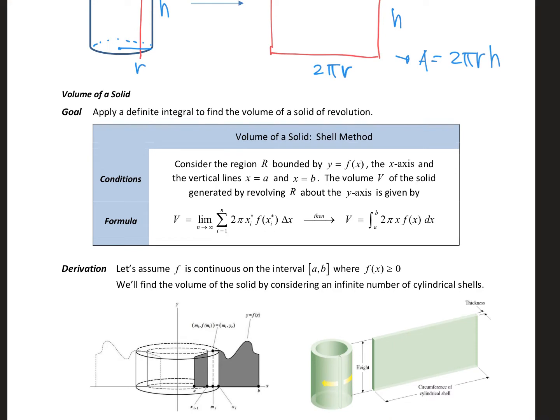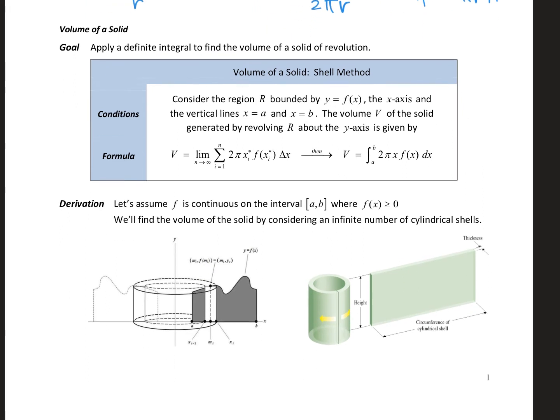Let's look at the volume of a solid. We have a region bounded by the x-axis and the vertical line, and we're generating the solid by revolving this region about the y-axis. This is something new. You have a graph here, your function. I have this region, and I'm going to rotate it about the y-axis. So the y-axis is here. This point, I'm going to rotate about this. This point, I'm going to rotate it like this.